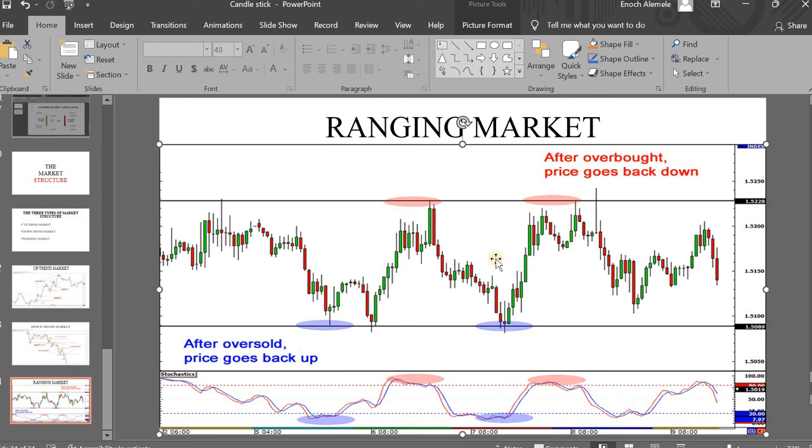So when price is moving in a range, you wait till it gets to the resistance, you sell, then you get out of the market. Or when it comes to the support, you buy. As it goes up, you get out of the market and make your profits. Okay, so that is a quick summary of the structure of the market.